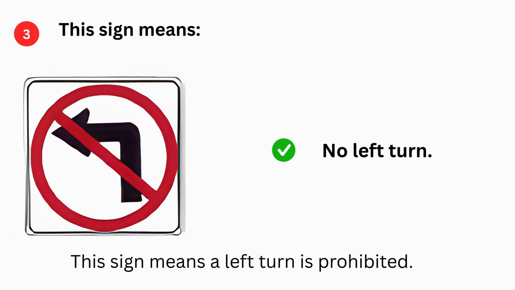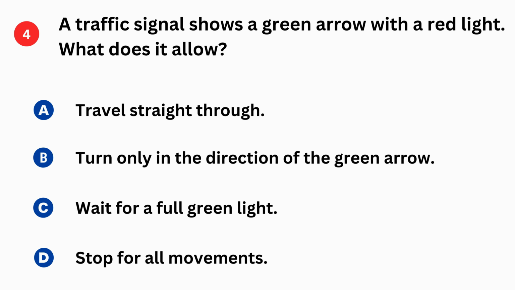No left turn. This sign means a left turn is prohibited. A traffic signal shows a green arrow with a red light. What does it allow? A. Travel straight through. B. Turn only in the direction of the green arrow. C. Wait for a full green light. D. Stop for all movements.